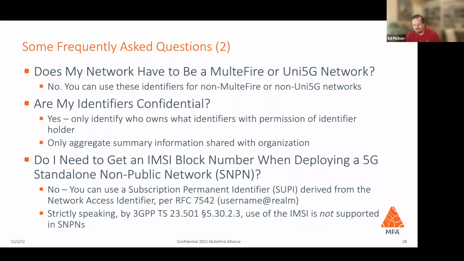Strictly speaking, by the specs, you're supposed to use something called a subscription permanent identifier, a SUPI, which is derived from your network access identifier, which comes out of an IETF RFC, and it's that whole username at realm definition. That's how you're supposed to identify users when you're doing SNPN. In fact, by the 3GPP specs, you're not supposed to use MCs when you're in SNPN mode. We'll see if people start trying to use MCs in SNPNs, but strictly speaking, by the specs, you're not supposed to use an MC. So if you're doing an SNPN, all you need is that private network ID, and everything else is taken care of.